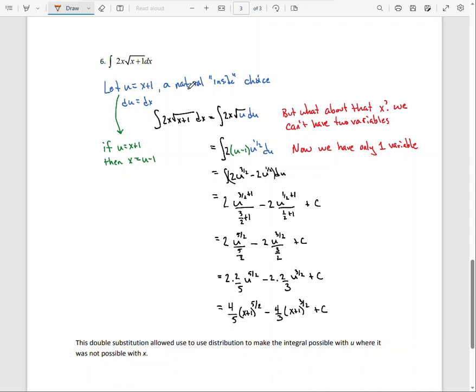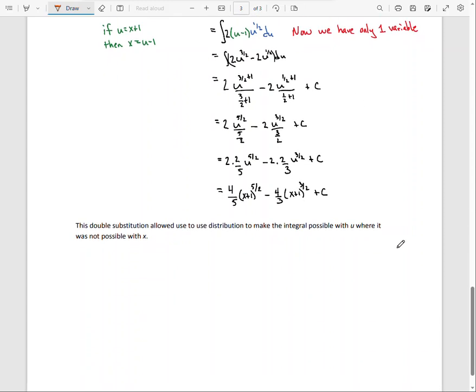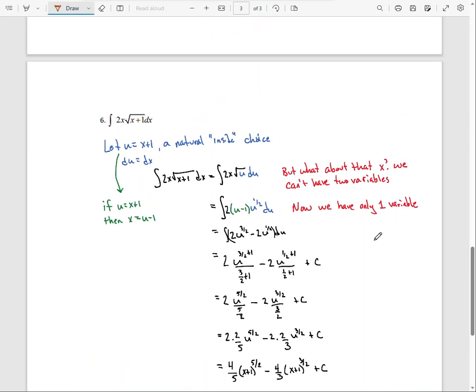This double substitution allowed us to distribute, and that's really what we're focusing on in a problem of this type. All right, that's it for 13.2, substitution. We're going to be using this in the next one too, so be sure to ask your questions if you have them in class.